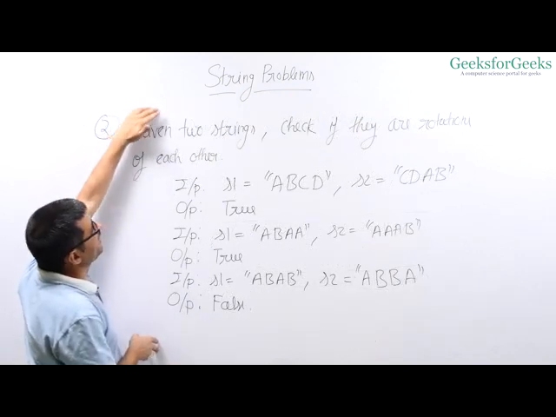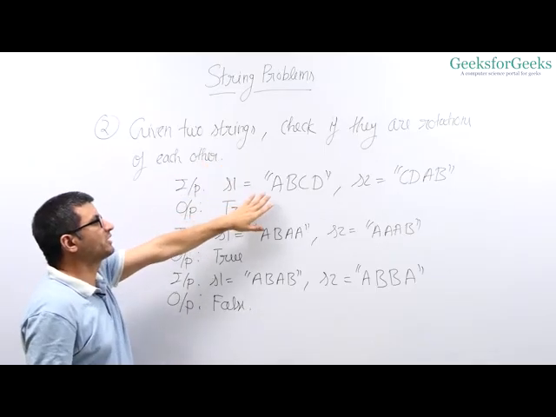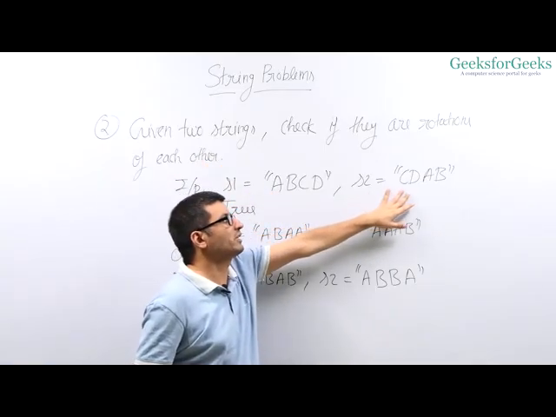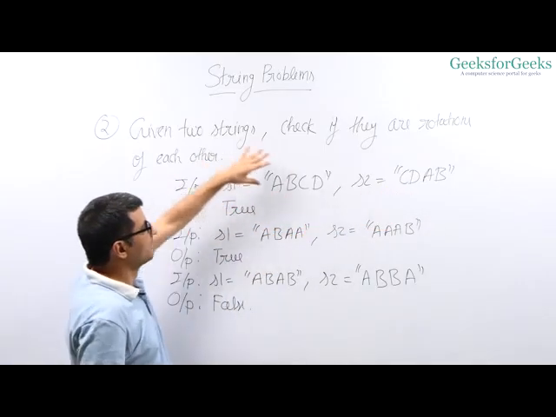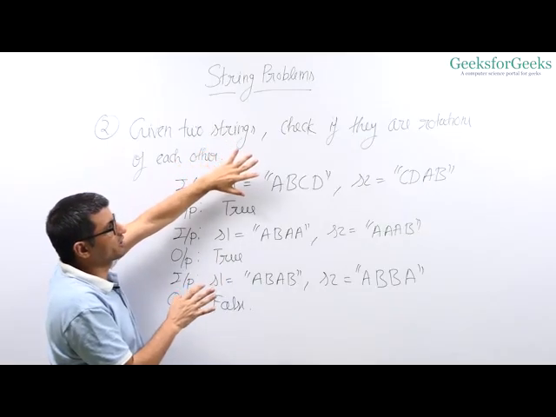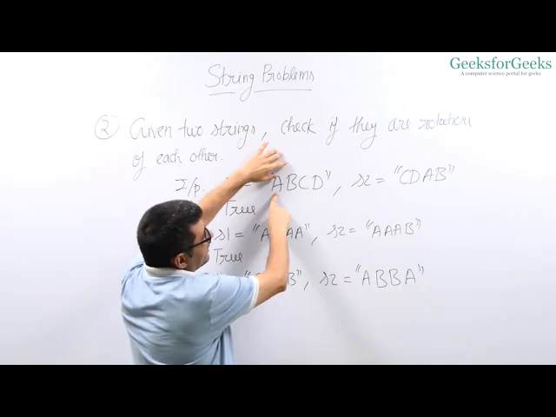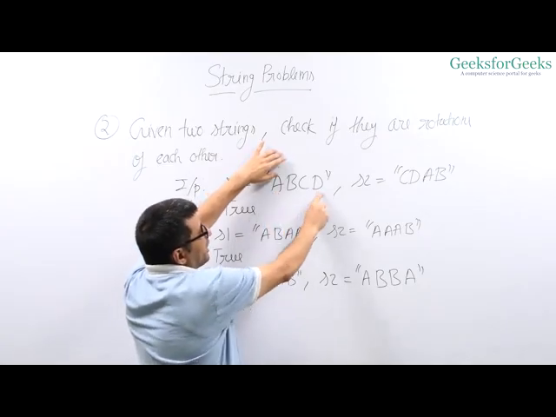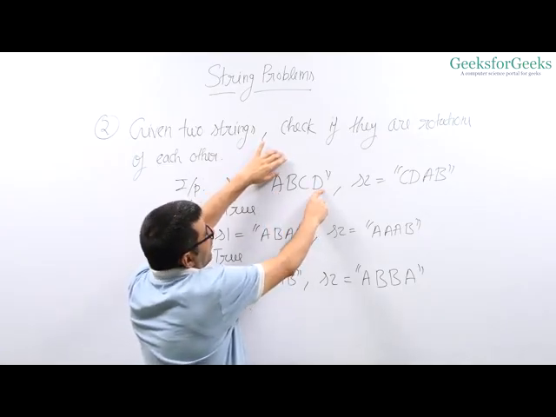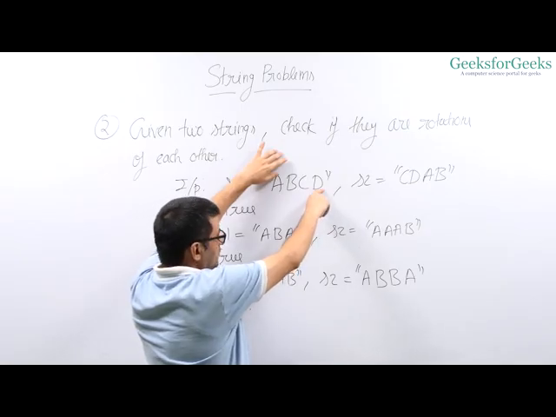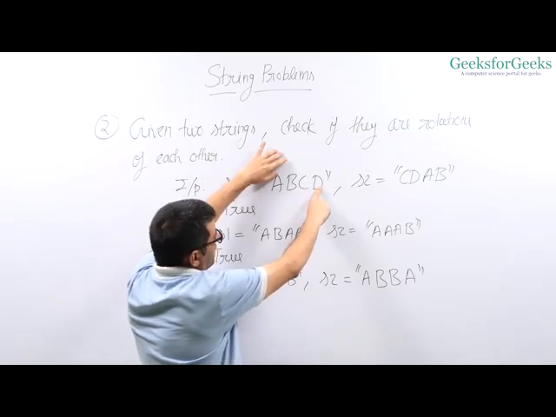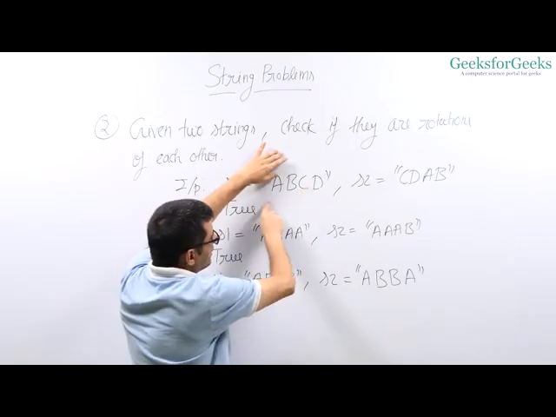Let us take a look at the next problem. We are given two strings, S1 and S2. We need to find if they're rotations of each other. So they can be counterclockwise rotations or clockwise rotations. So I can find S2 by rotating this 2 times counterclockwise or by rotating it 2 times clockwise. So I get D here and then I get C here, right?